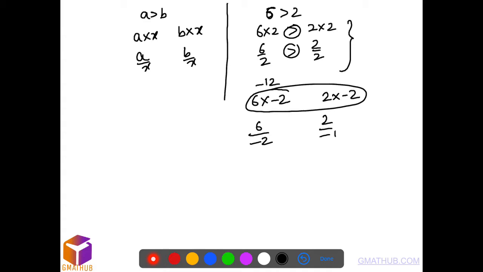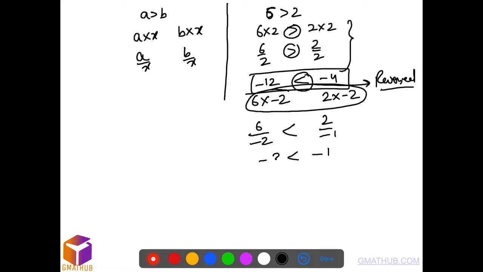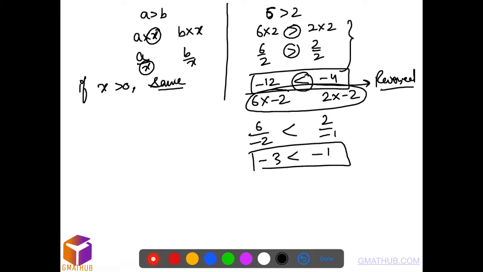So minus 12 minus 4, minus 4 is bigger. The inequality sign gets reversed or gets changed. Same here, minus 1 will be bigger than minus 3. So if the number by which we are multiplying or dividing is positive, the inequality sign would remain same. But if it is negative, then it will get reversed.